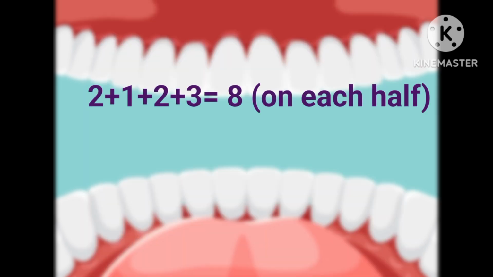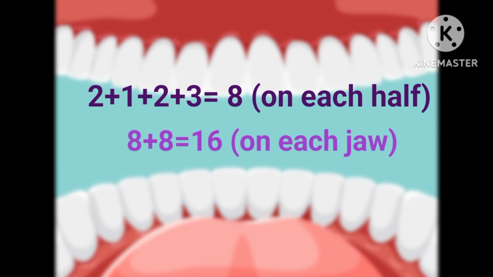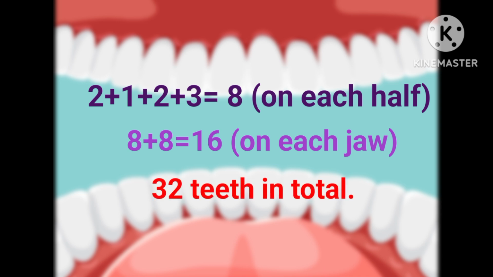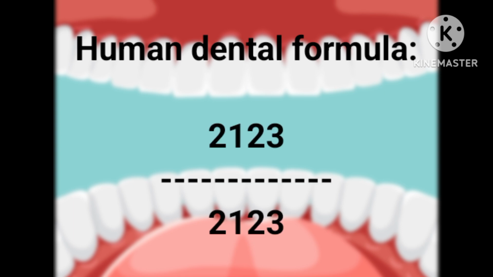If we count the number of teeth, there are 2 incisors, 1 canine, 2 premolar, 3 molar, total 8 teeth on left and right half of each jaw. A total of 8 plus 8, 16 teeth on the upper maxilla and lower mandible, and a total of 32 teeth inside our mouth. This builds the human dental formula, which is 2123 by 2123.